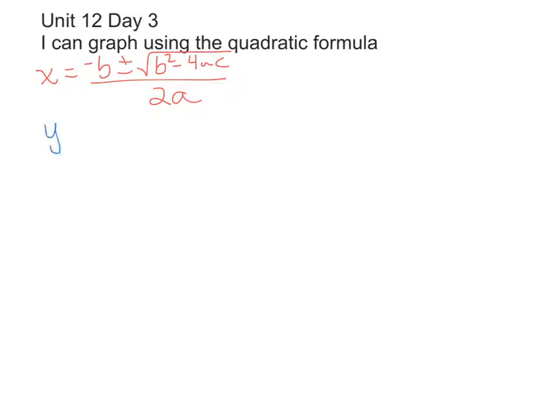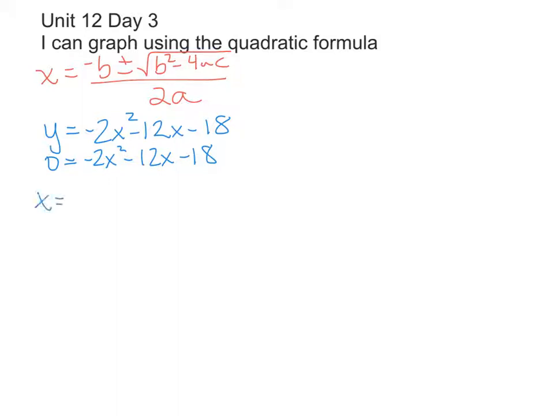So here it is, y equals negative 2x squared minus 12x minus 18. Okay, so we're going to use the quadratic formula. Feel free to try it on your own. So first I'm going to set this equal to 0, negative 2x squared minus 12x minus 18. And then I'm going to plug away into my formula.